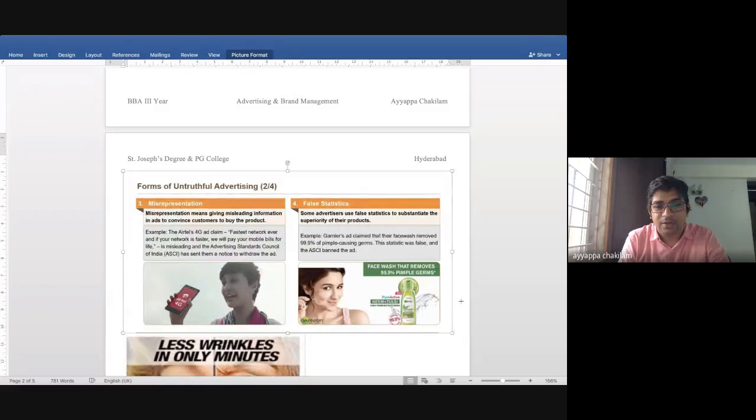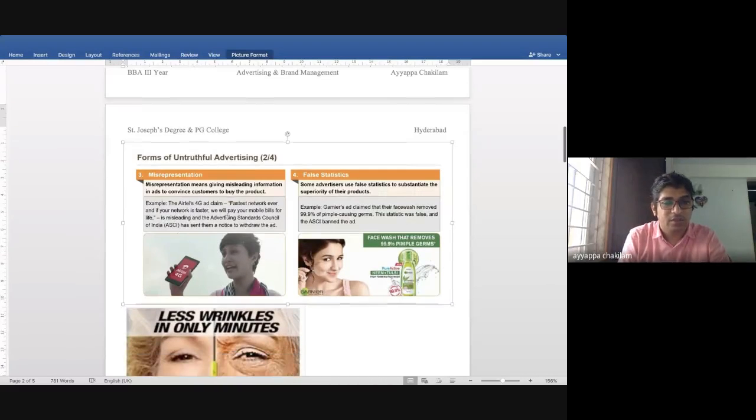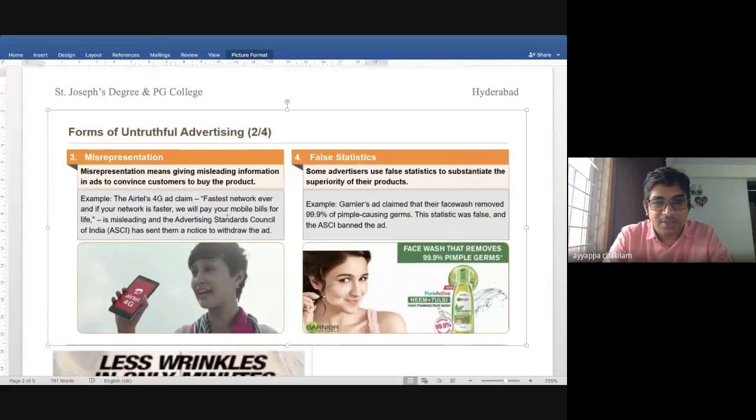Another advertisement, which involves two things. One is misrepresentation. The Airtel 4G claims it is the fastest network ever, and if your network is faster, we will pay your mobile bills for life. It's misleading. ASCI, the Advertising Standards Council of India, then sent them a notice to withdraw the ad, because they cannot claim that their network is the fastest. There is no particular method to prove that one network is the fastest.